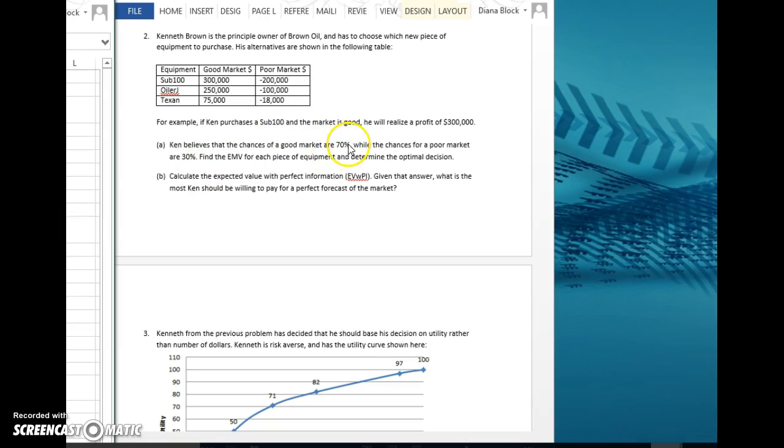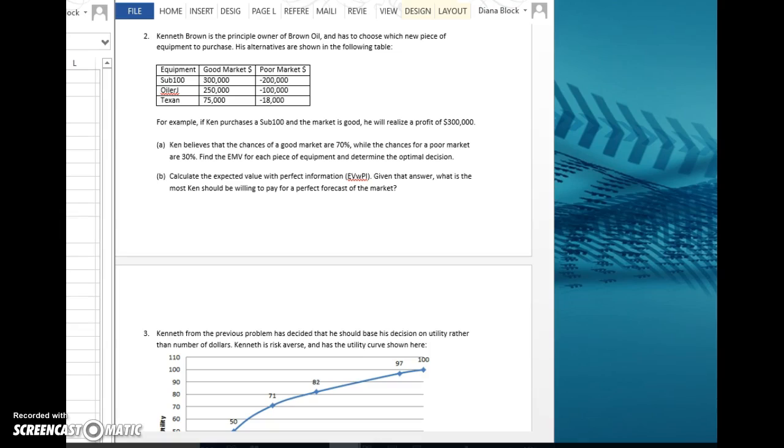So you're going to use this 70% and 30% that are given here. You're going to plug that information along with the values in this table into the formula that's explained on pages 71 and 72. You're going to get the expected monetary value of all three of these pieces of equipment, and then you'll be able to choose for A what the optimal decision is. So you want the piece of equipment, obviously, that has the highest expected monetary value.